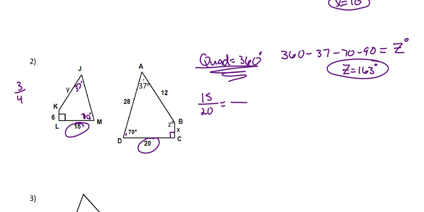All right, so since I'm going with the 15 and the 20, I'm going to get y first. So y is going to go on top with the 15. And the thing that corresponds with the y is going to be the 12 over here. So it would be y over 12. Cross multiply, I get 20y equals 15 times 12, which is 180. Divide. You should have an answer of 9.